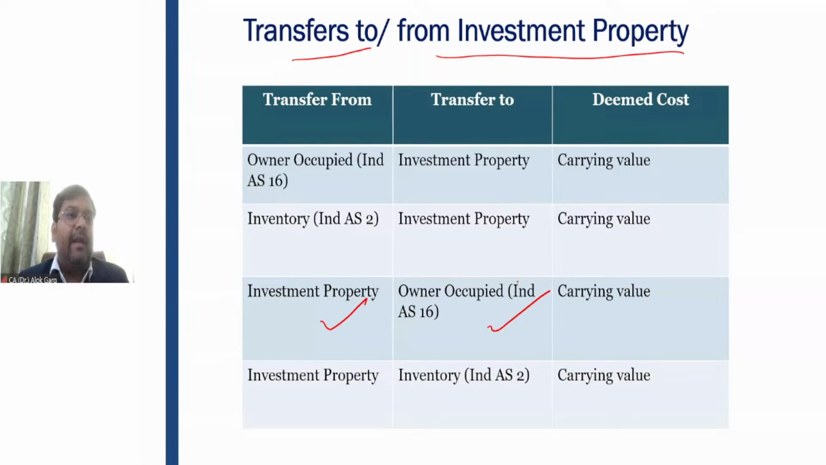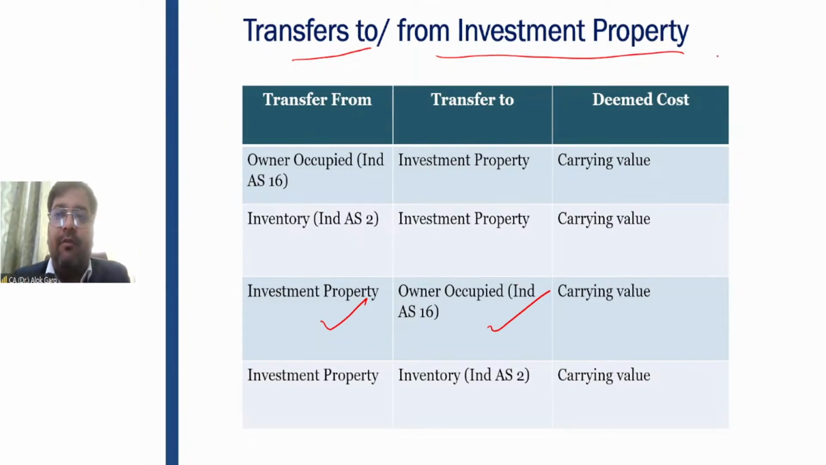Now the question arises, when I have shifted from investment property, from use as a rental to business purposes, whether I need to transfer it to PPE? Answer is yes. I have to debit my PPE and credit my investment property. But what is the opening value of the PPE in that case? Are you getting me, what I'm trying to say?